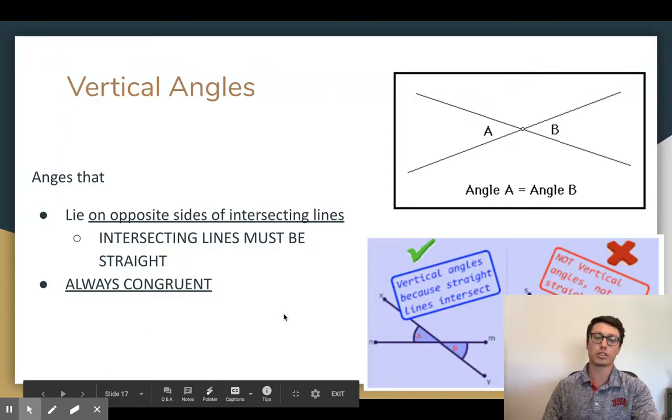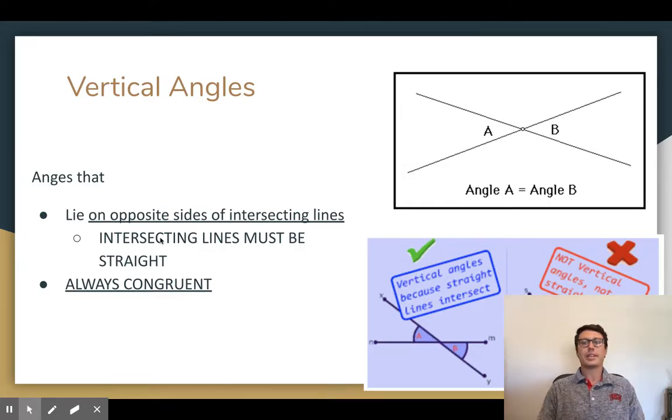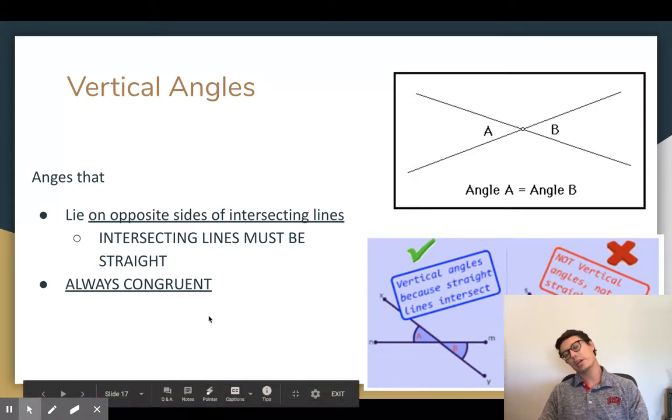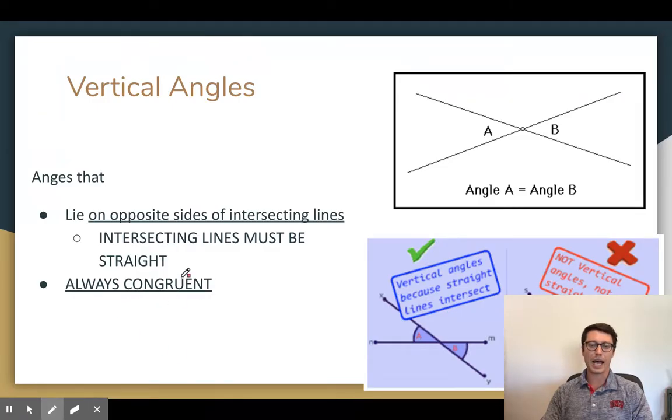Now, vertical angles lie on opposite sides of intersecting lines. Okay, opposite sides, and the intersecting lines must be straight. They are always congruent. We haven't quite talked about congruent yet; we'll talk about it a little bit in the next lesson. But congruent means that they are the same shape and same size. The non-mathematical definition of congruent means that they are equal to each other, but the mathematical definition means same shape and same size.